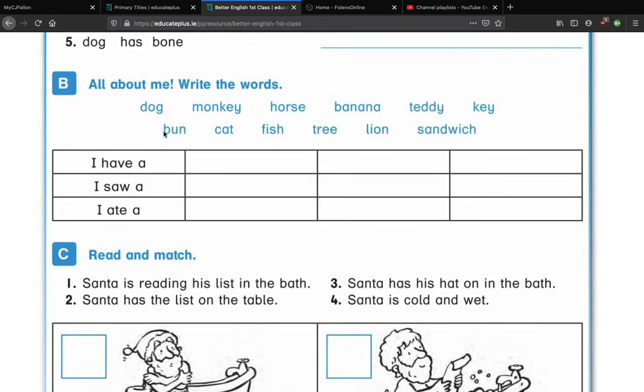Part B, all about me. You've done these before as well. I have a, and then you can choose I saw a, and I ate a. So you choose whichever one you like for each one. Dog, monkey, horse. Banana, teddy, key. Bun, cat, fish, tree, lion, and sandwich. You can say I have a lion. Do you have a lion? Probably not. I saw a sandwich. Maybe you did. I ate a horse. I don't think I ate a horse, no.